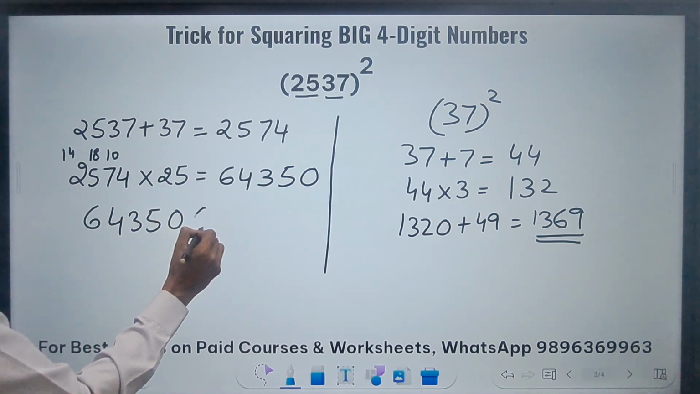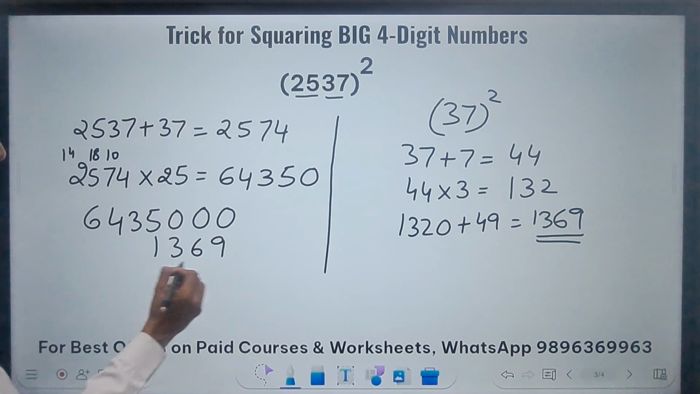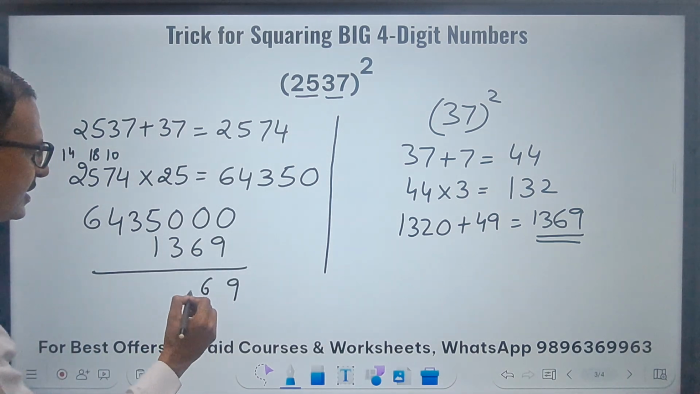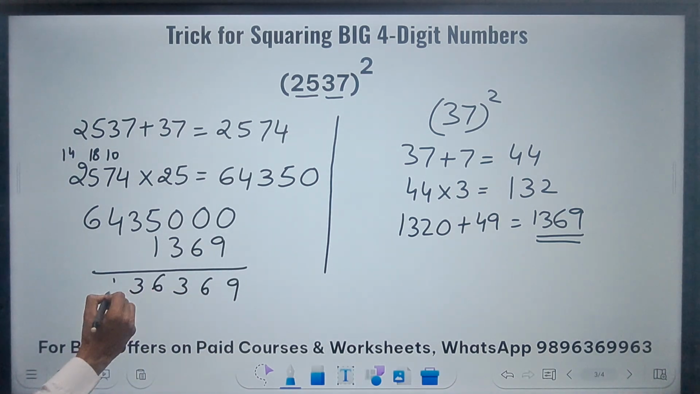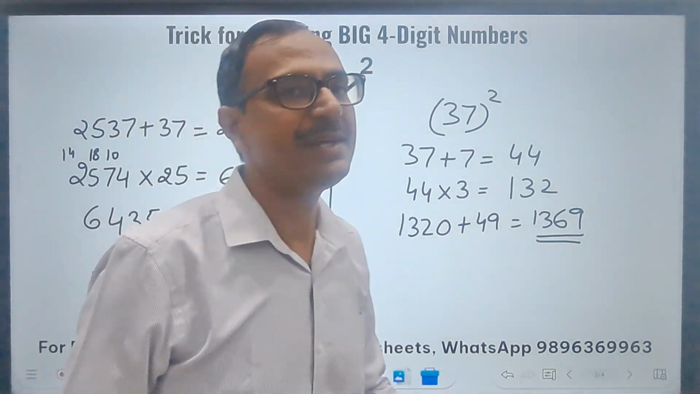64350, suffix 2 zeros, and add that number 1369 to the result. You get 6436369. And now you can check using the calculator. 6436369 is the square of 2537.